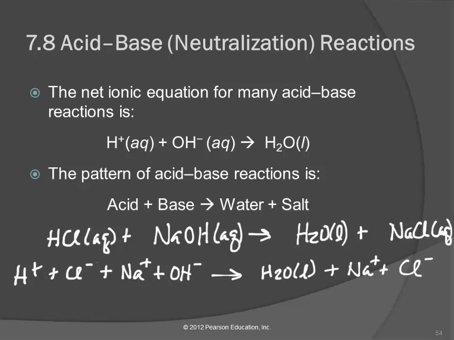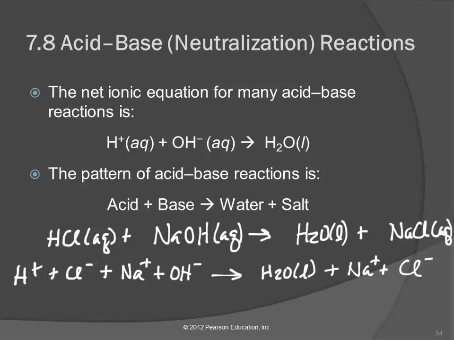This is the complete ionic equation, and this shows us what actually is present in the solution. We have hydrogen ions and chloride ions and sodium ions and hydroxide ions to start with. When we mix those, they react, and we end up with water molecules and sodium ions and chloride ions. That's the total ionic reaction or equation, complete ionic equation.